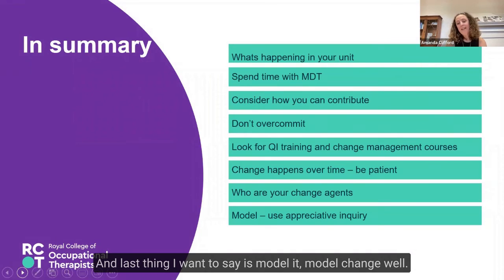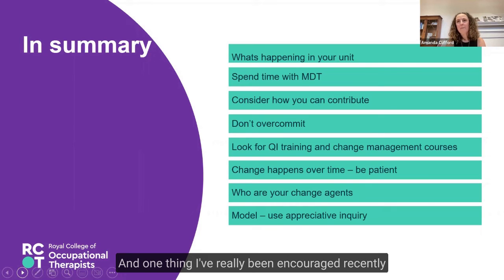And the last thing I want to say is model change well. One thing I've really been encouraged recently to look at is appreciative inquiry, which is a little bit different, going from a problem-based to a what's-going-well scenario. So have a think about what is going well in your unit, what is working well, and feed that back to people, because good practice promotes good practice. I think that's something really important to remember. We don't get too bogged down with what's not happening and how much we've got to do. Look at what's already going on, because there'll be some lovely practice going on, and really highlight that. Then when it comes to making small changes, people are more open to having that feedback.